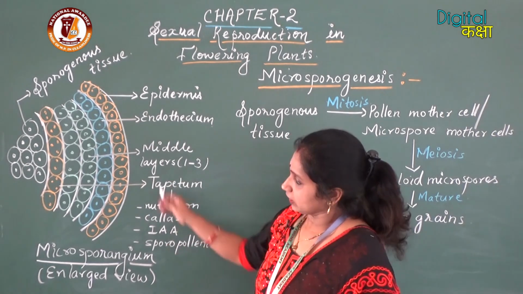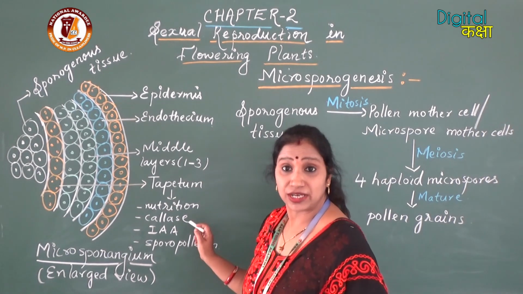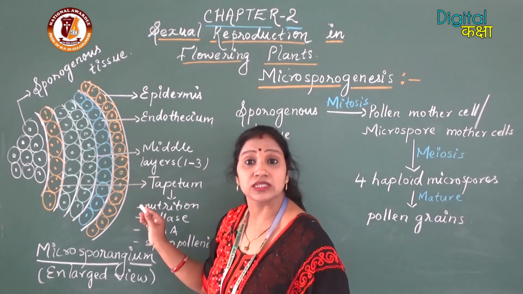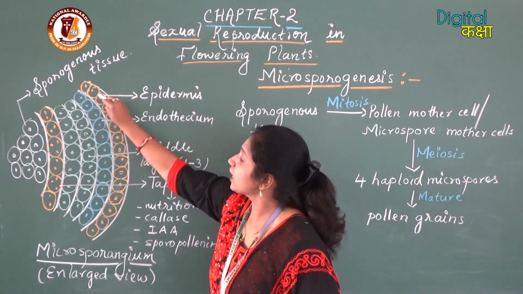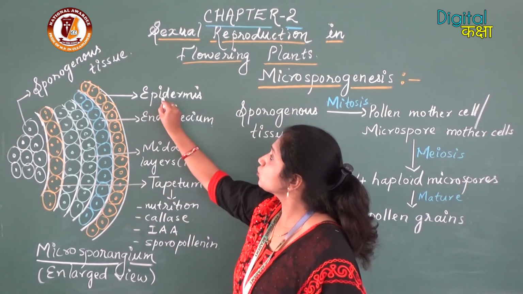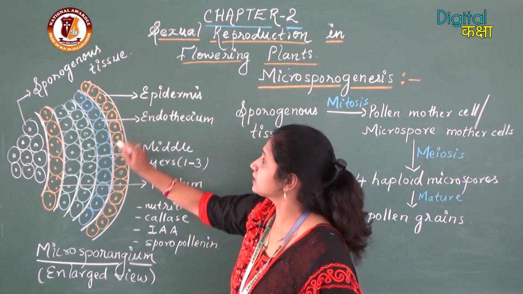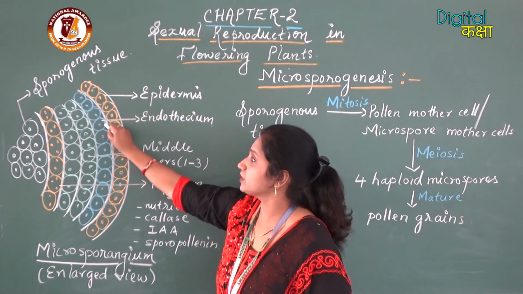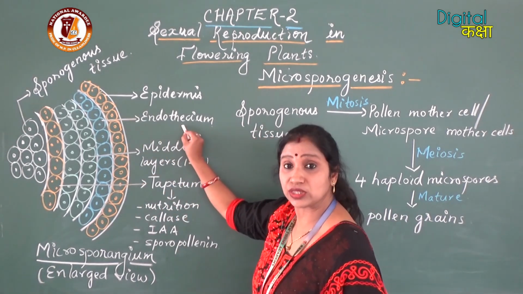The microsporangium has got different layers. You can see I have drawn different layers with different colored chalks. Here you can see the outermost layer which I have drawn with orange colored chalk. You can see the orange colored cells. The outermost layer is the epidermis. Inner to the epidermis, the next layer which I have drawn with blue colored chalk is the endothecium.